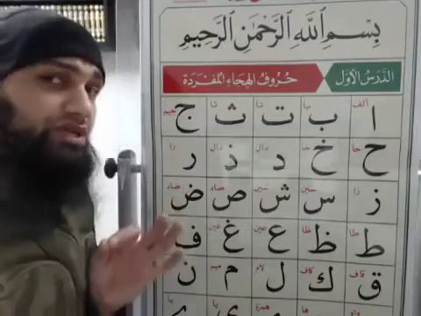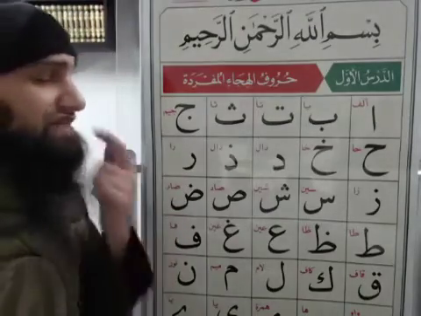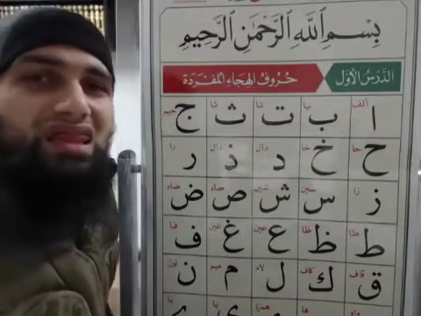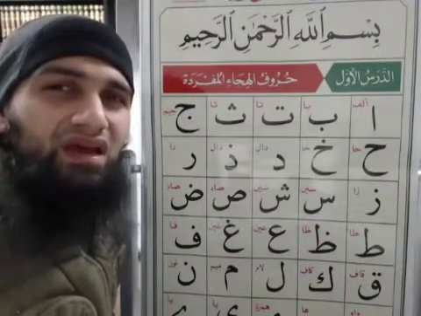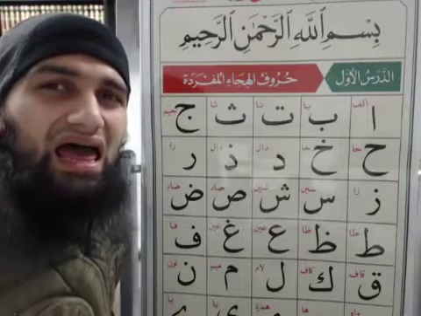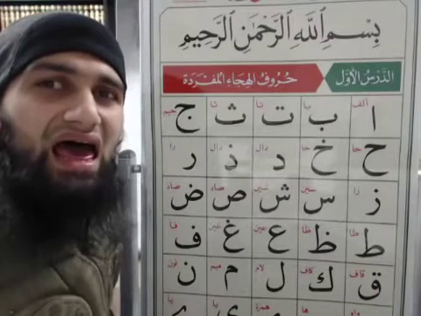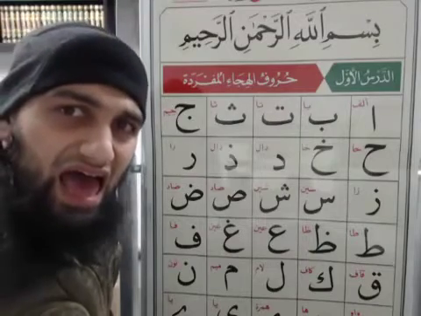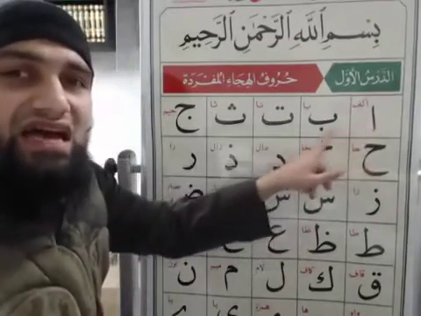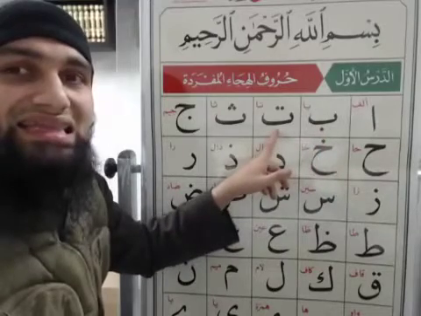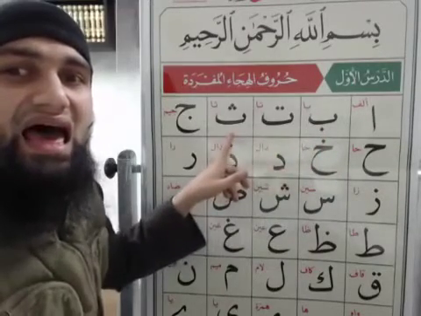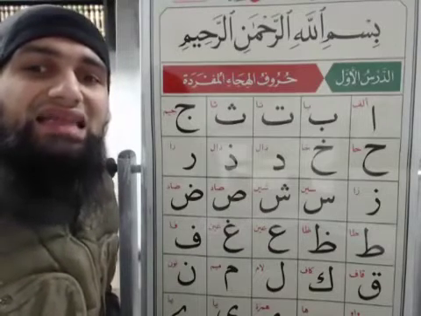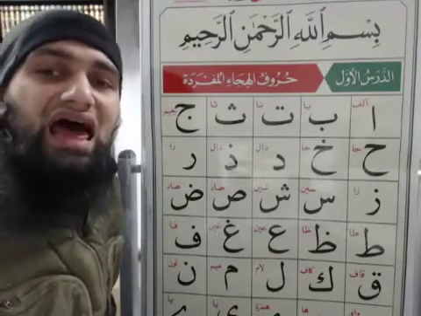Fa. Very important to bring the tongue. If you're not bringing out the tongue, if it's not coming from this part of the tongue, then it is wrong. Fa. Fa. Fa. Fa. Fa. Alif, ba, ta, fa, alif, ba, ta, fa.